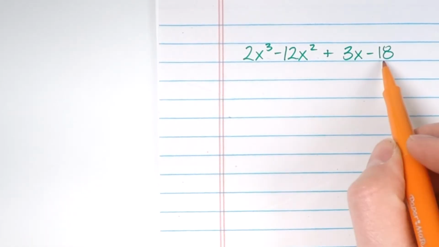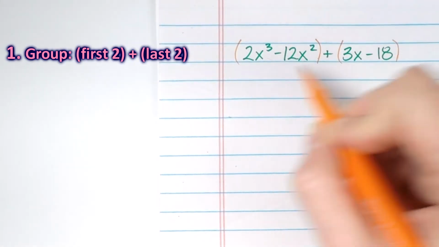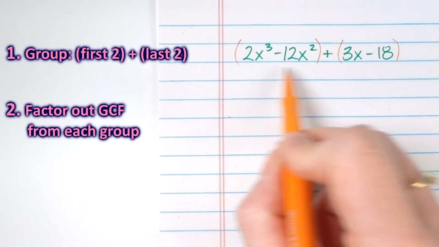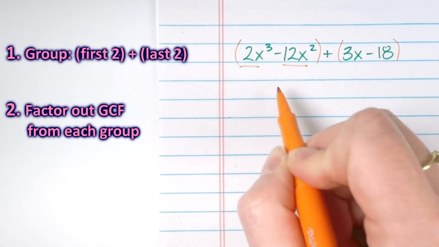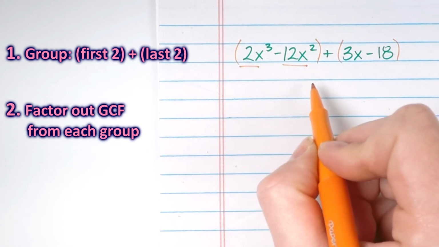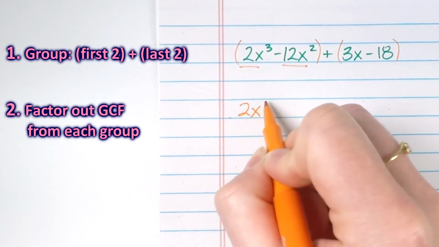So for 4 terms, if I'm going to factor this by grouping, my first step is to group the first 2 and then plus the last 2. And then I'm going to factor the GCF out of each of these groups. So for the first group, looking at these 2 terms, I can divide them both by 2, that's the largest number, and they both have variables, so we're going to factor out some x's. So the GCF of these 2 terms is going to be 2x squared.